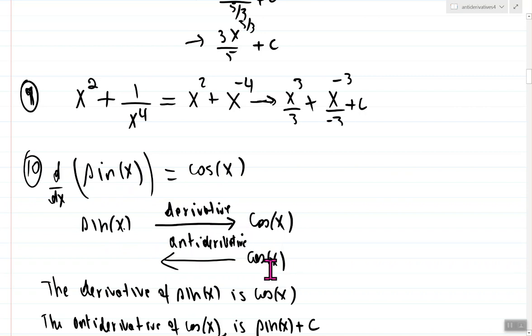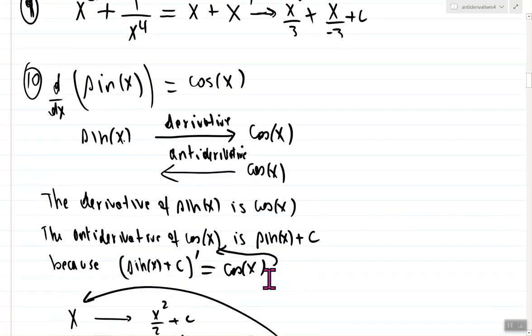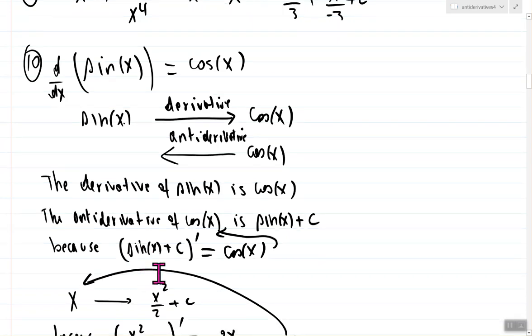What if you are given cosine x? They want you to find a function whose derivative is cosine x. So you're looking for sine x here. What is the antiderivative of cosine x? Since the derivative of sine x is cosine x, the antiderivative of cosine x is sine x plus c. The reason is we want to be able to take the derivative of sine x plus c to get cosine x.